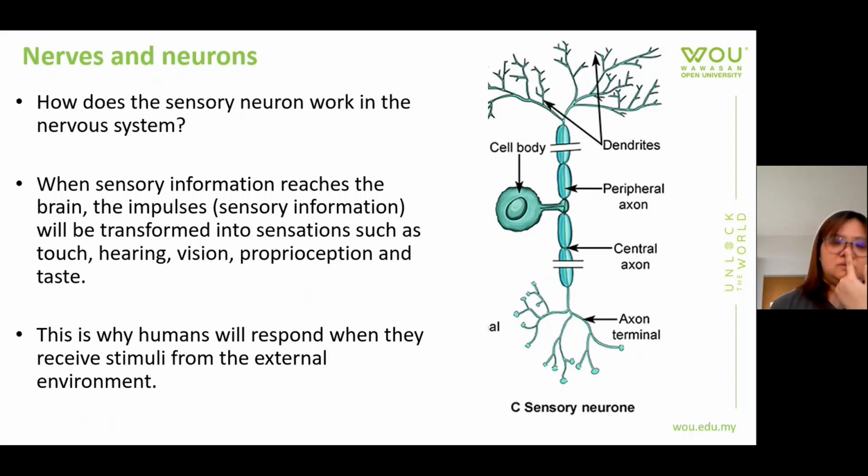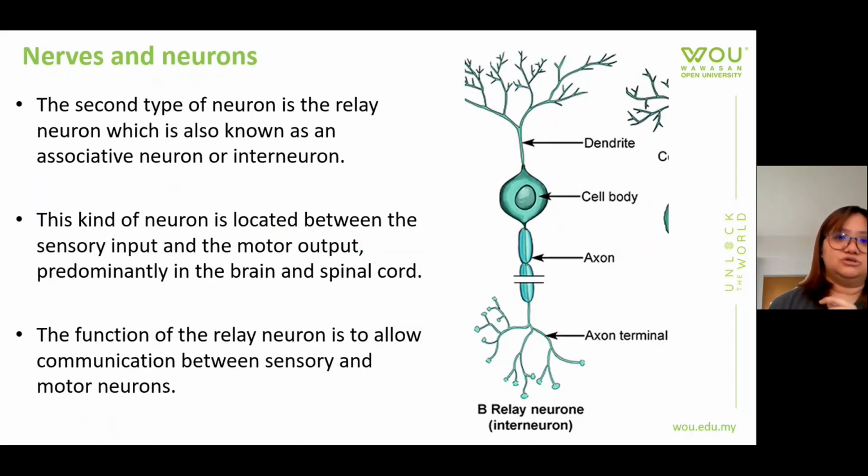So they will start transmitting, they're sending out the info. They will start to sense and send information, right? So they will go through the second type of neuron. We call it relay, or we also call it interneuron or associative neuron. This kind of neuron is located in between the sensory input and the motor output. Please remember the sensory neurons are responsible for our input, and the motor neurons are responsible for output.